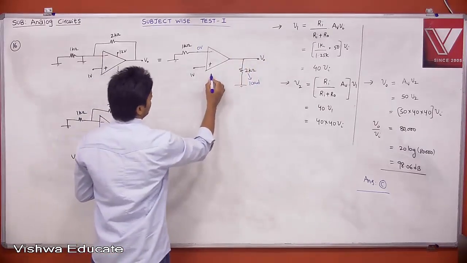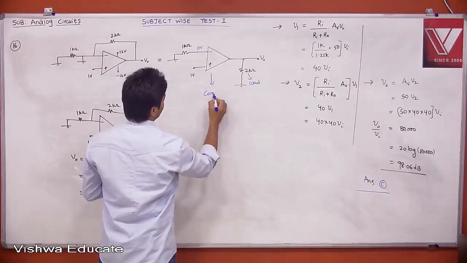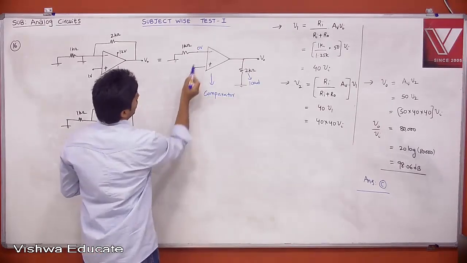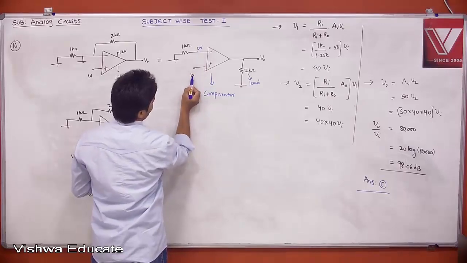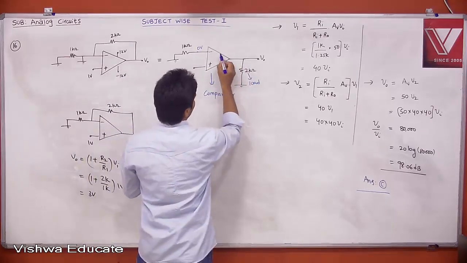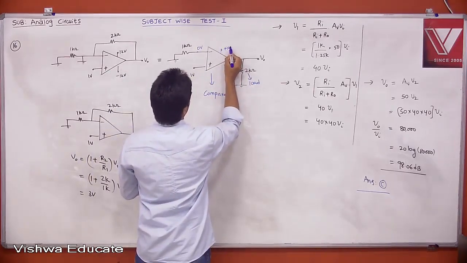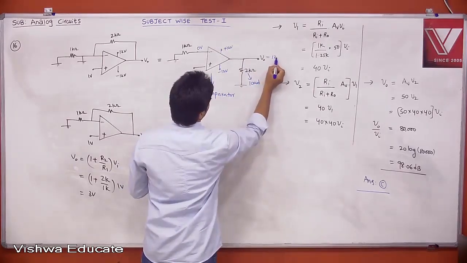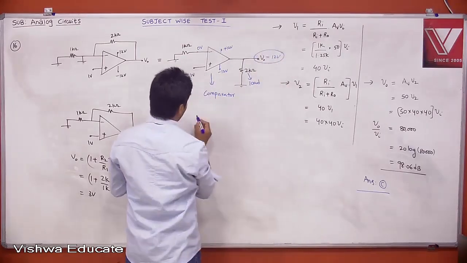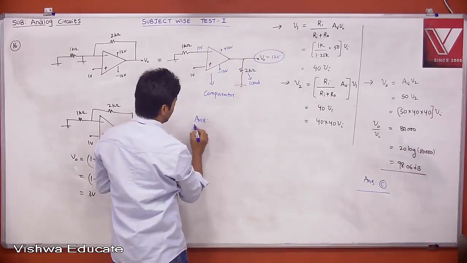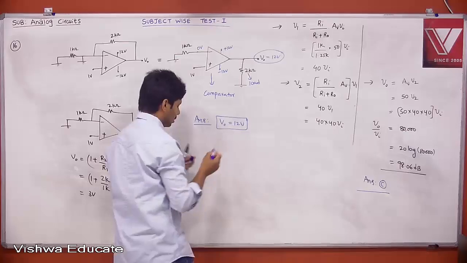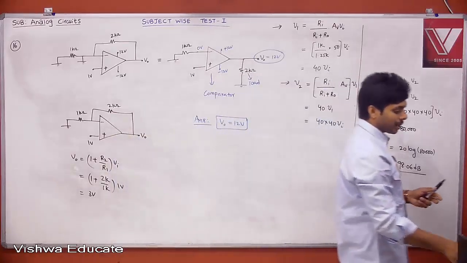What is this? This is nothing but your comparator. If this is your comparator, which is more? Your minus is 0, plus is 1. Which is more? 1 is more. Then your output will be plus Vsat or plus Vcc. Your V0 will be equal to 12 volt. Therefore, what is the answer? Answer is V0 is equal to 12 volt. That is the answer, because it is a comparator.